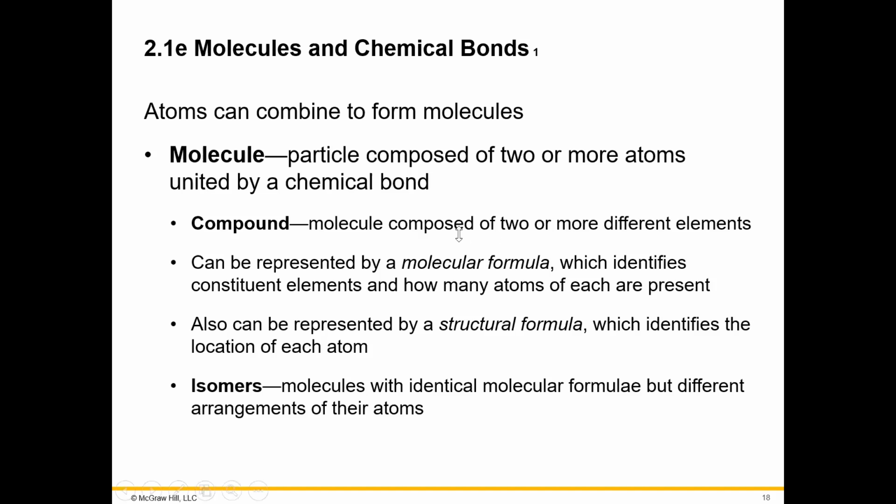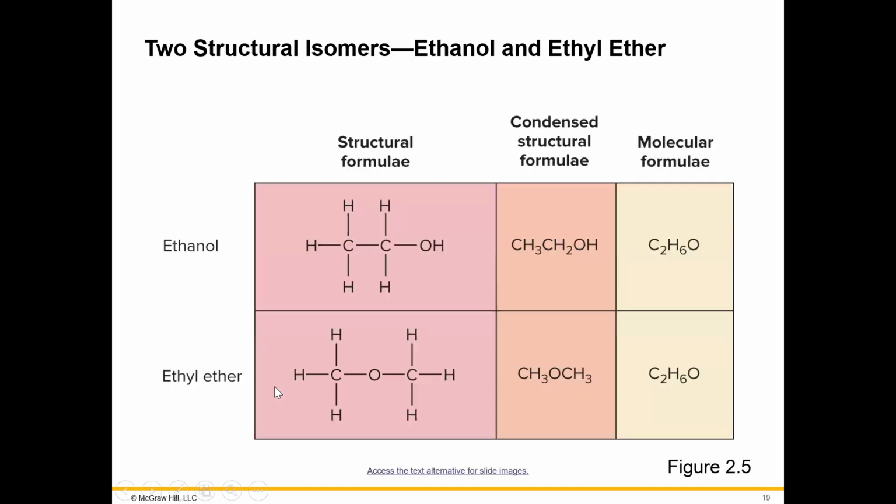So a molecule is a particle composed of two or more atoms united together by a chemical bond. And a compound is a molecule that is composed of two or more different elements. It can be represented by a molecular formula, which identifies the constituent elements and how many atoms of each are present. So what are isomers?